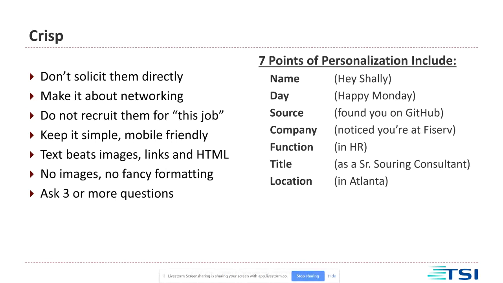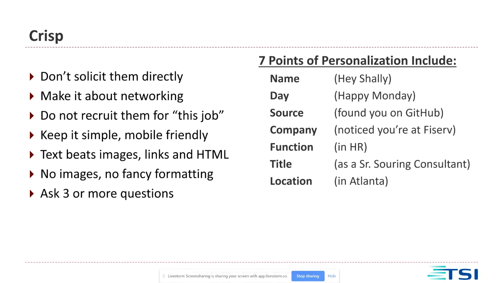The number one thing you should not do, so we're going to start with a don't. The number one don't is to solicit people directly. Soliciting means you're asking them to apply. Even though you might not consider that a solicitation, when you are directly contacting someone and saying, I would like for you to apply for this job, that is a solicitation. So we're going to avoid that. We're going to get to that point another way, but we're not going to directly and overtly solicit. We're going to make it about networking. We're not going to recruit them for a job. We're going to reach out for a more general purpose that will lead to potentially them applying for this job.